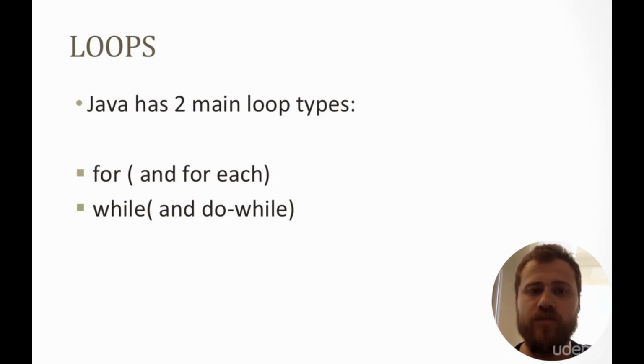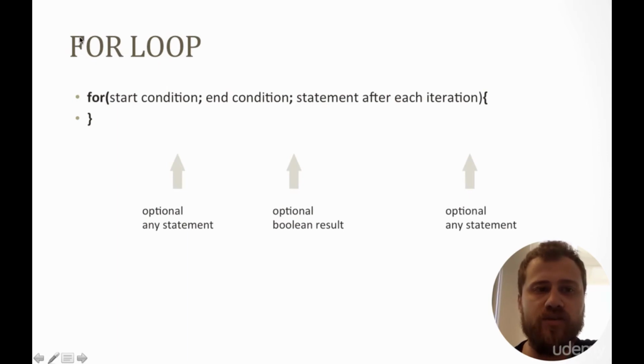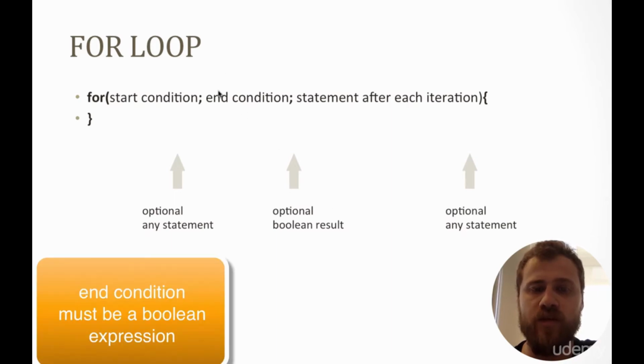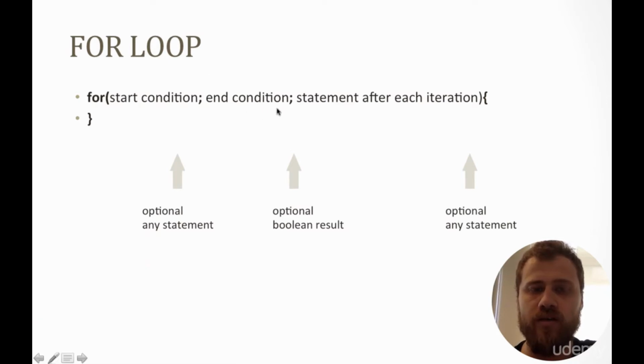Java has two main loop types. First one is for, second is while. To ease the job of for, we have an implicit type, for each, and we have an advanced while loop, do while. Okay? This is the syntax of the for loop. For, parenthesis, start condition. It can be anything. Semicolon, end condition. This is also optional, and it must evaluate to a Boolean statement. So this can be a number comparison or similar thing.